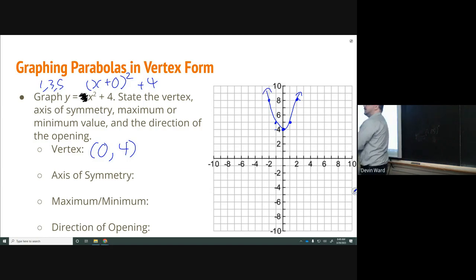Okay, axis of symmetry is perfect. X equals 0. Minimum or maximum? Minimum of 4. Perfect. And is it open up or down? All right. Up or down? Up. Perfect.